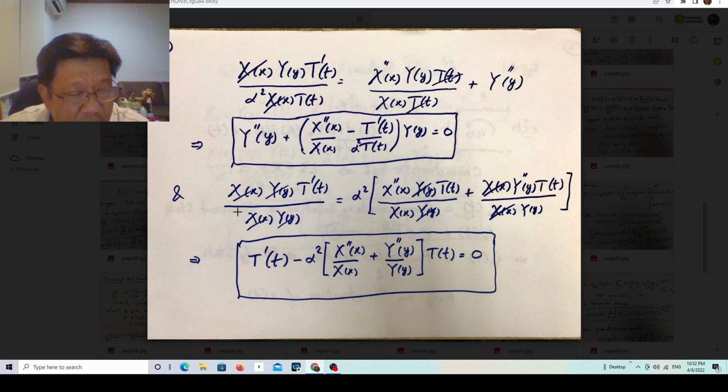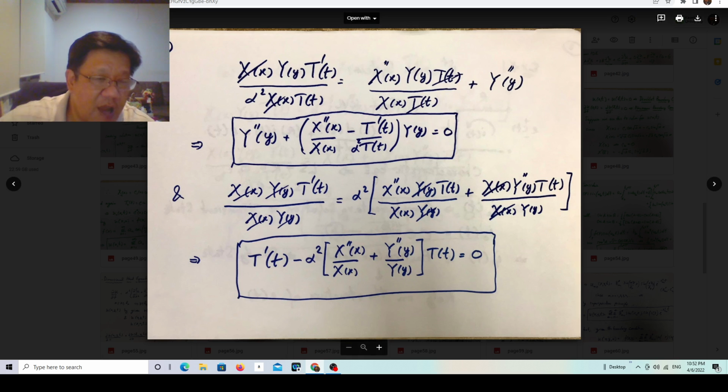And then for the final one, we divide both sides by X of x times Y of y, so that the remaining term, the T prime over T on the left hand side, has a coefficient of 1. Then you move the common term of T prime over T from the right hand side to the left hand side and rearrange the terms here.